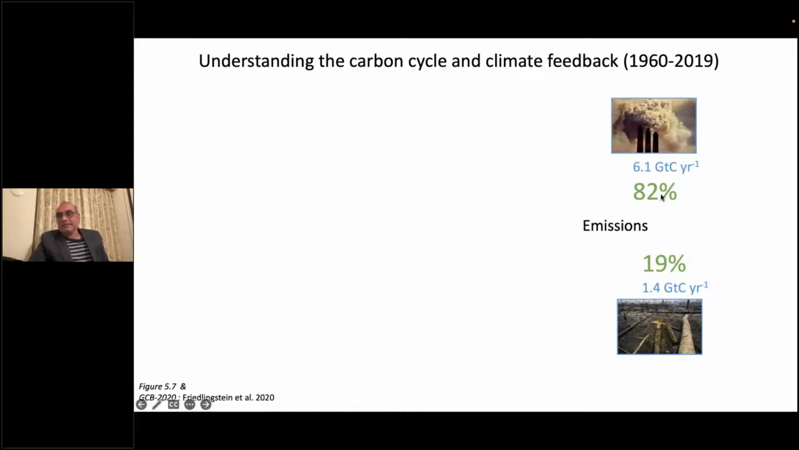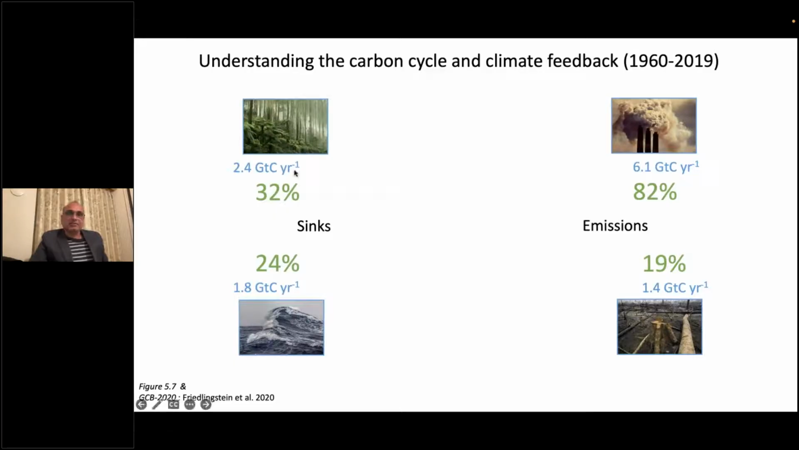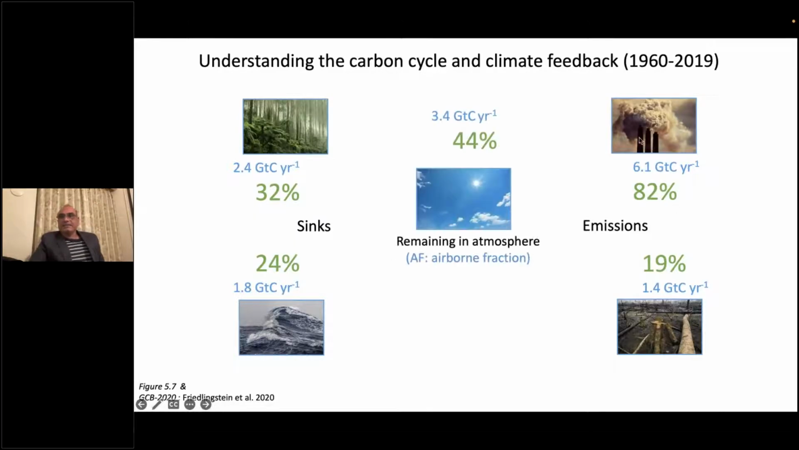So fossil fuel emissions are about this, the mean of 1960 to 2019. So the numbers will be different from what I showed before. If you see the whole emissions, 81% is coming from fossil fuel, and then 19% from land use change. And then the sinks: the oceans and the land are taking up about 56% of the CO2 which is emitted to the atmosphere, and about 44% actually remains in the atmosphere. Sometimes we define this as the airborne fraction. This is a matter of concern for us.